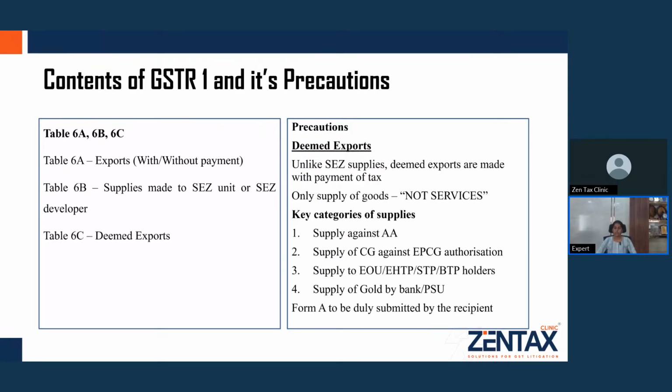So table 6C denotes deemed exports. So what are deemed exports? In deemed exports, goods do not leave India, and the payment is received either in Indian rupees or in convertible foreign currency.